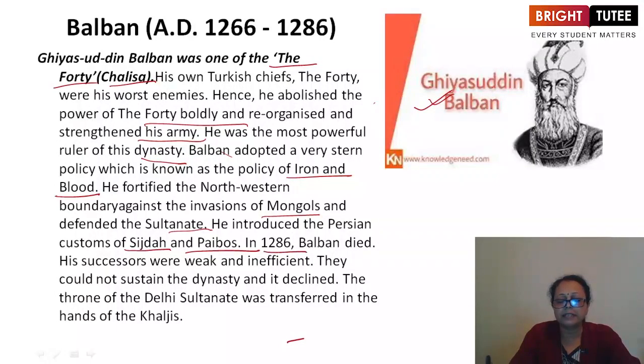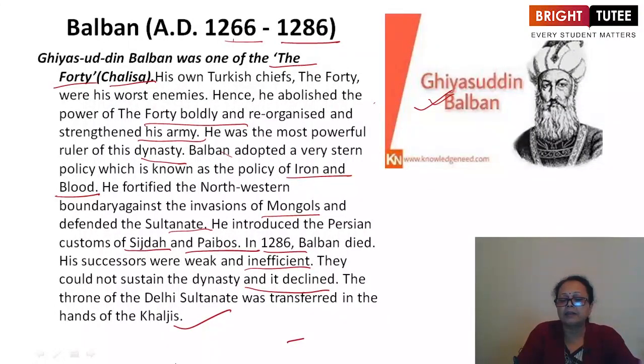In 1286, Balban died. He ascended the throne in 1266 and died in 1286, so he was on the throne for 20 years. His successors were weak and inefficient. They could not sustain the dynasty, and the dynasty declined. The slave dynasty declined after the death of Ghiyasuddin Balban. The throne of the Delhi Sultanate was transferred into the hands of the Khaljis.